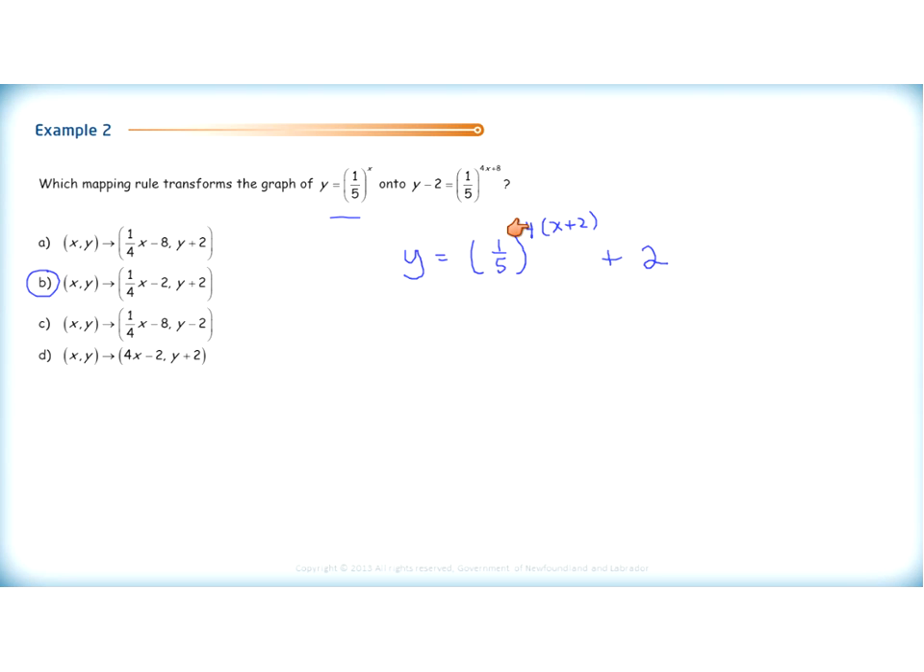Remember I said that you take the reciprocal of the 4 in the mapping rule. The x plus 2 becomes an x minus 2. This doesn't change, and the value of a doesn't change. The value of a here is still 1, which is actually in front of the y there.